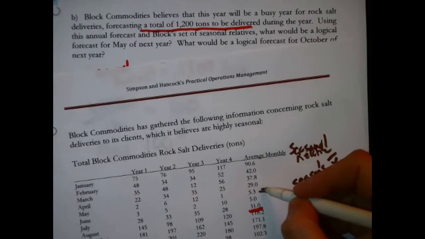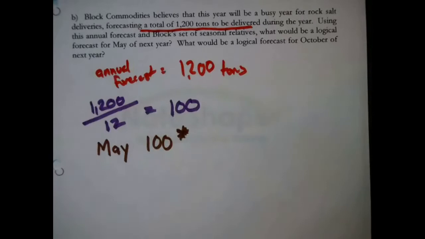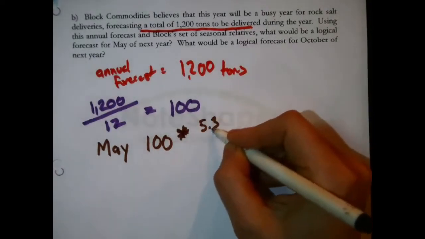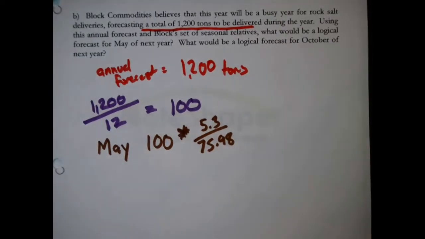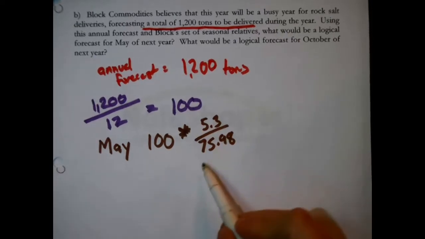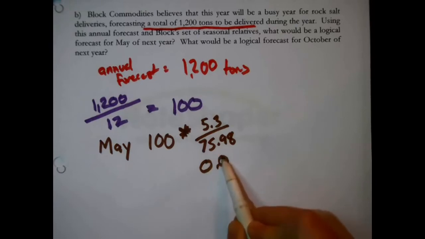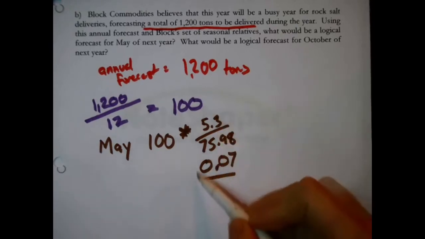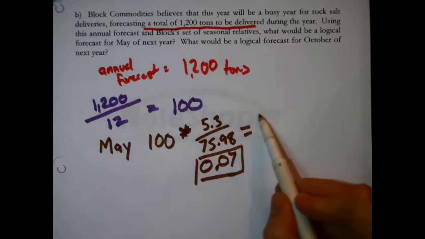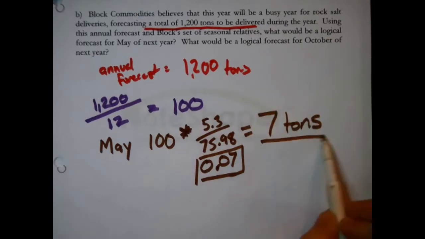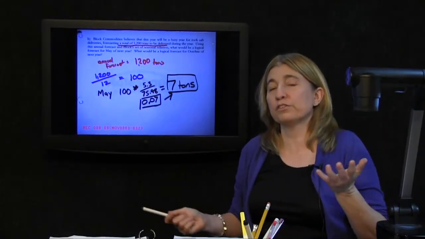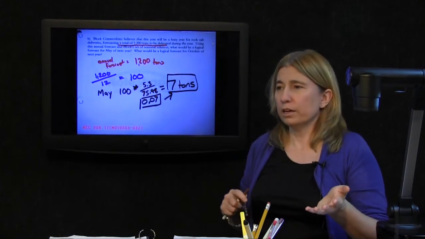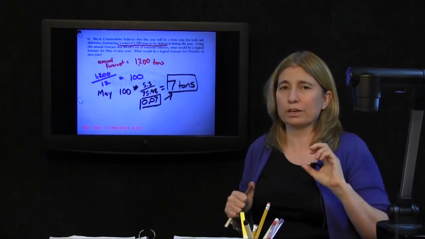May is really quiet. That is 5.3 is the actual average. And then it's the same old 75.98, that is the average of the averages. What I get is that this comes out to be a really tiny value. That's their seasonal relative. At any rate, using it gives me a forecast for May of 7 tons. Yeah, May is really quiet, so it's a small, single-digit number.